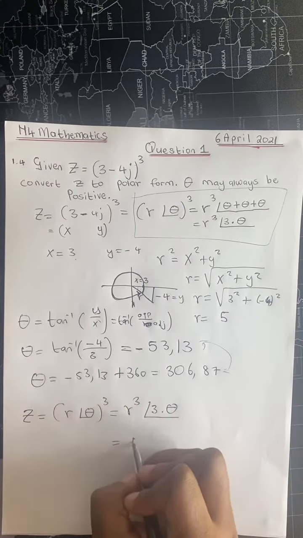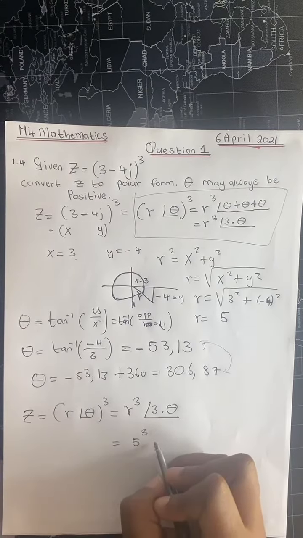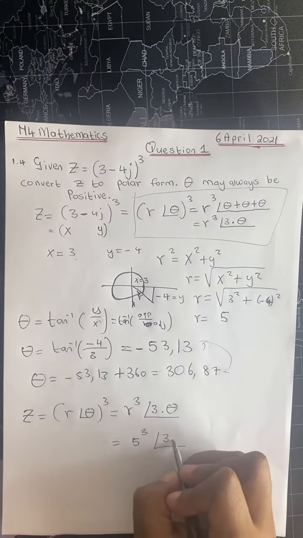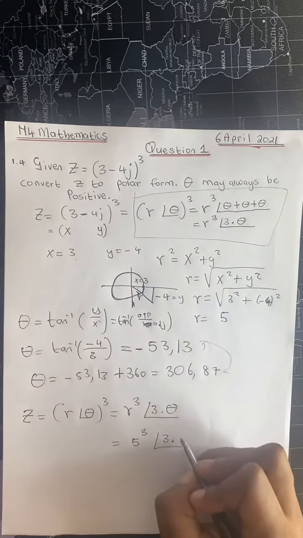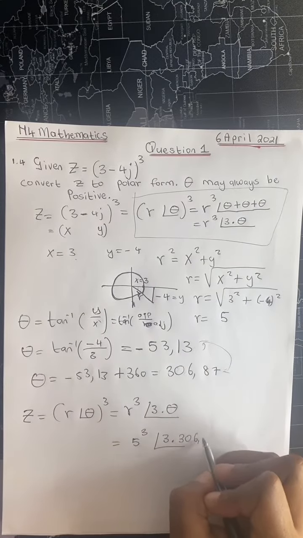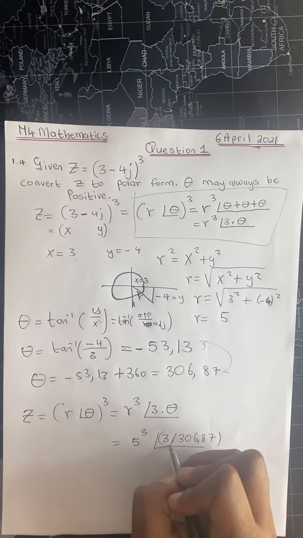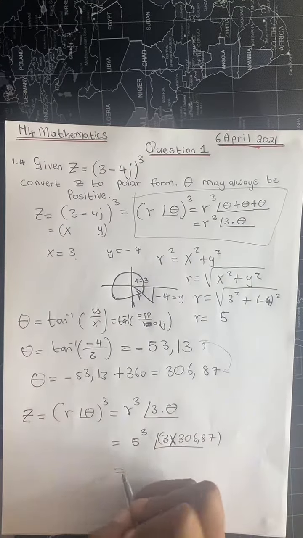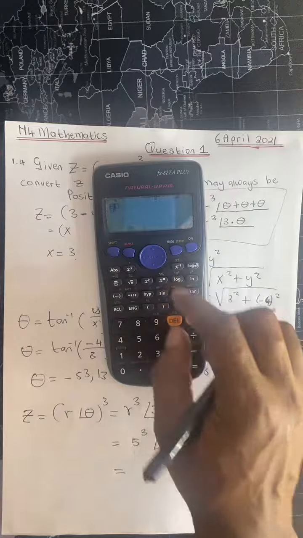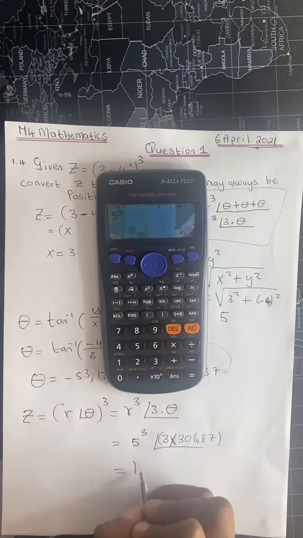So z in polar form: our r is equal to 5 raised to the power 3, and we're also multiplying the positive angle 306,87 by this 3. 5 raised to the power 3 is equal to 125.